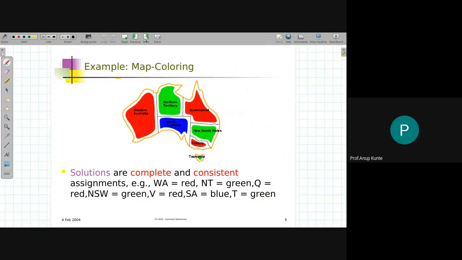Now this is a discussion that I already did. So if you see this graph now, we have actually chosen certain colors for certain regions. Western Australia is colored red, Queensland red, Victoria red, South Australia blue, and Northern Territory, New South Wales and Tasmania have been given the color green. Now this is one kind of assignment to the variables. There were 7 variables, and now I have all the variables instantiated in this particular state.